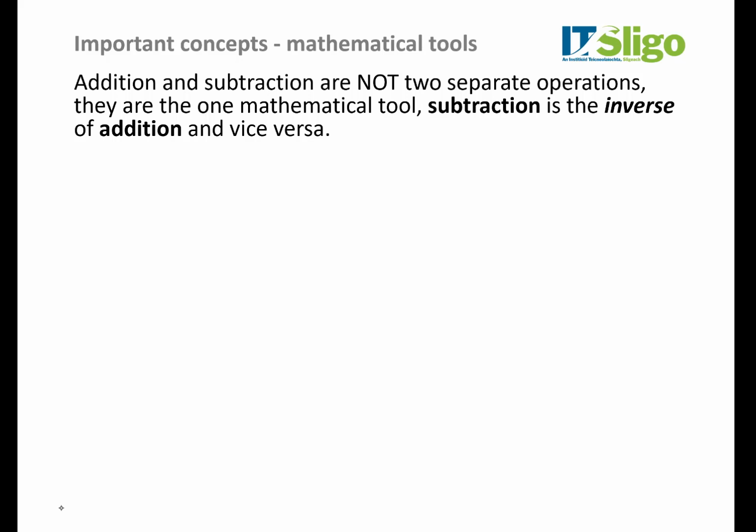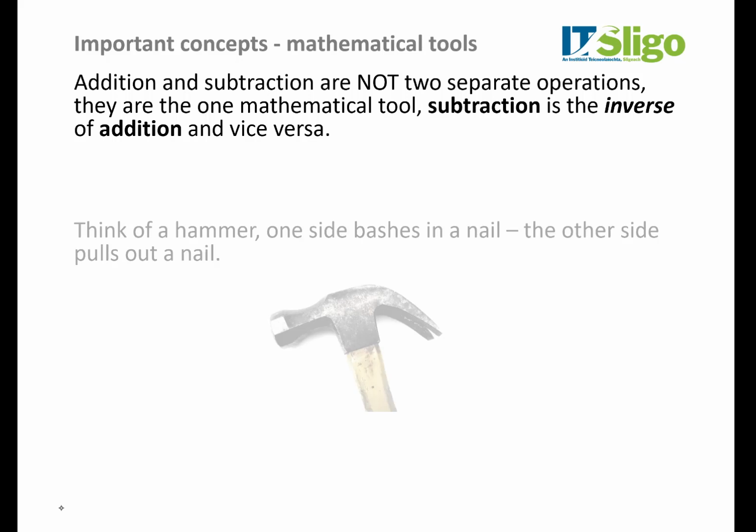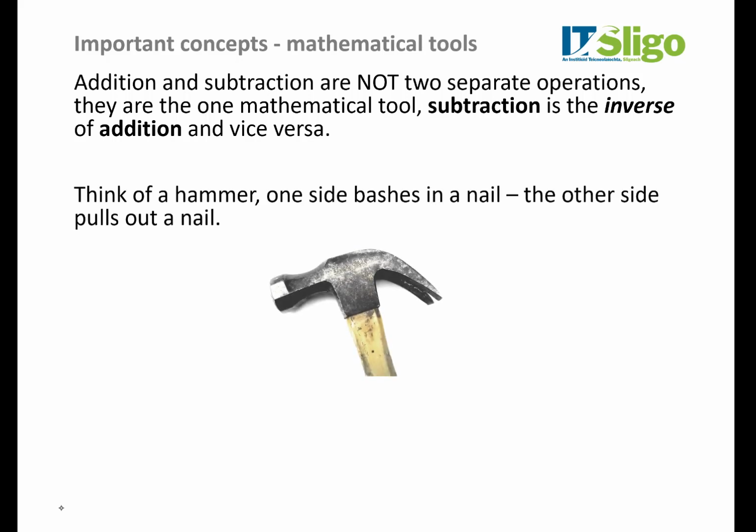One is the inverse of the other. They're related, they're kind of tied together. So if there's a rule for one of them, that rule will also apply for the other. If we think of a tool like a hammer, it's really got 2 functions, but it's the one tool. One side bashes in the nail, and the other side pulls out the nail. So it's the one tool, but it's got 2 functions. One side undoes the other side.